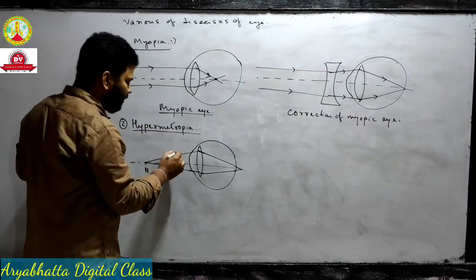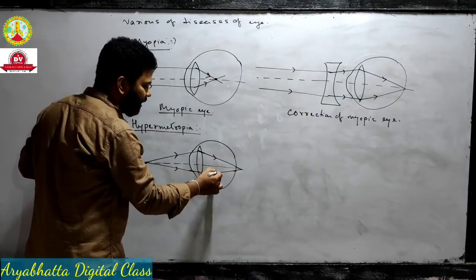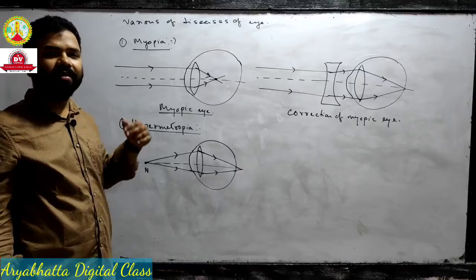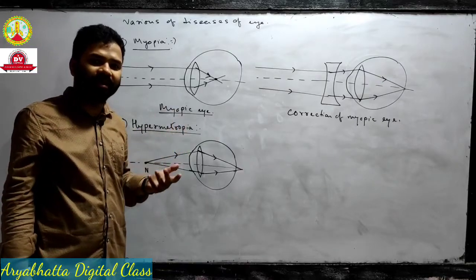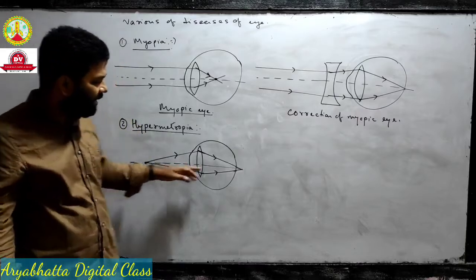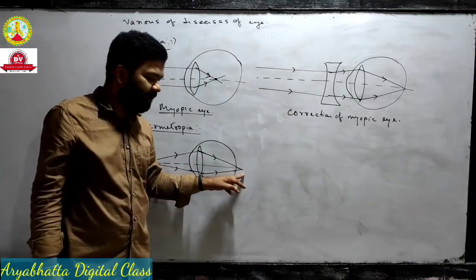I already told you that on the retina there are some light sensitive cells. So when light falls on the retina, only then will the sensors be activated. Now the light is falling on a surface behind the retina.